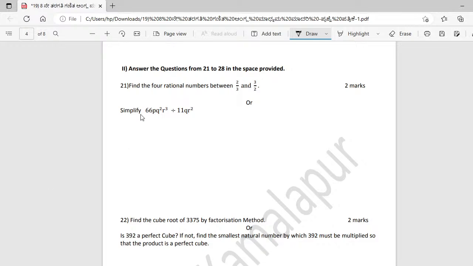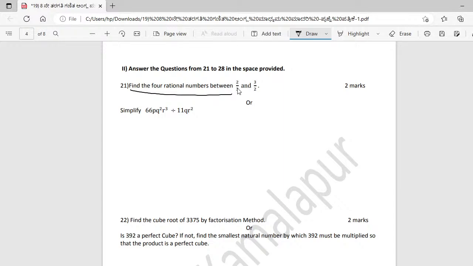As you can see, in every question of this model question paper in the second main, they have given two options. That means they have given a choice for every descriptive question, and we're going to solve both choices. So don't worry, we're going to solve for both. In the first, the 21st question, they're asking to find four rational numbers between 2 by 3 and 3 by 2. I hope everybody knows how to find rational numbers.